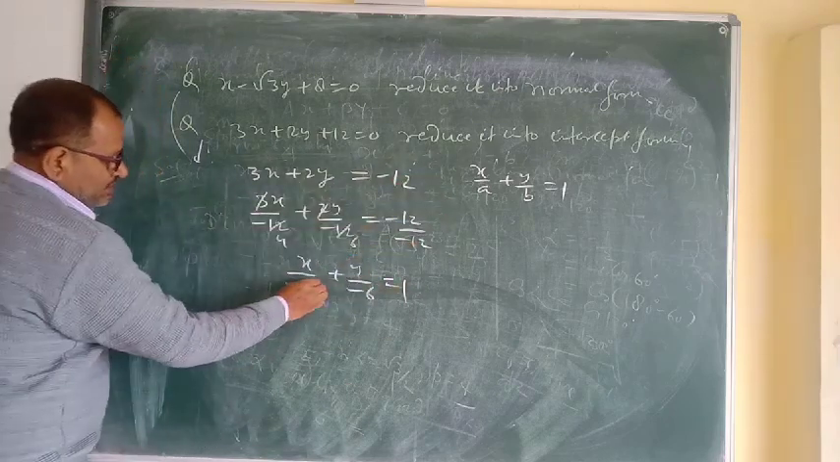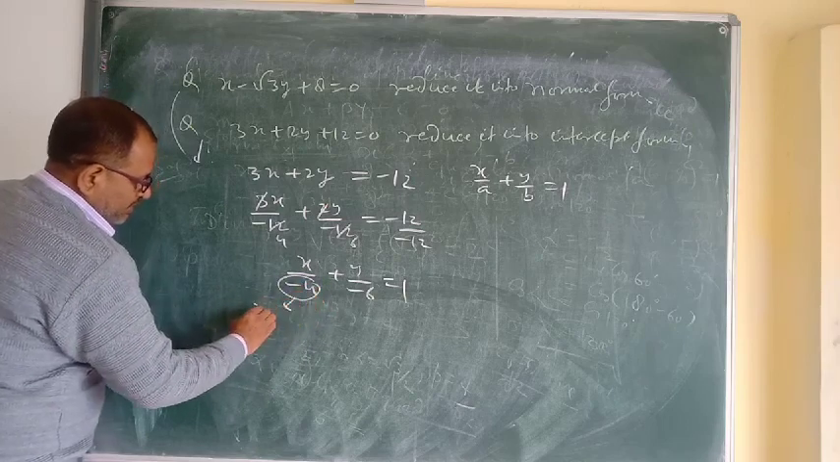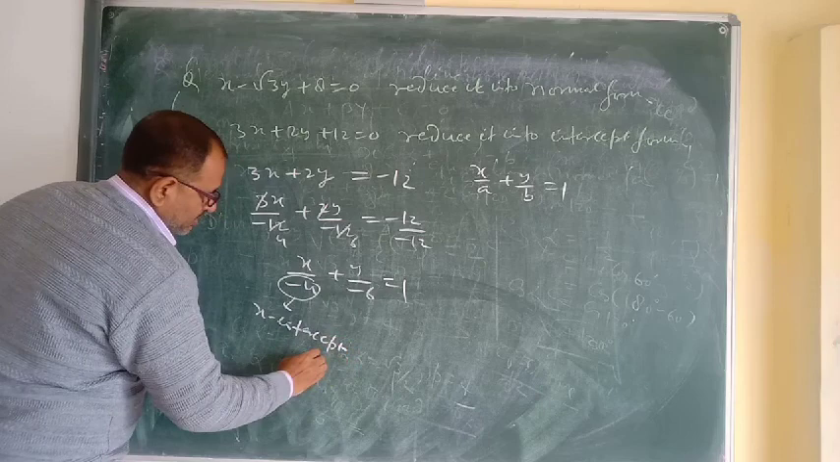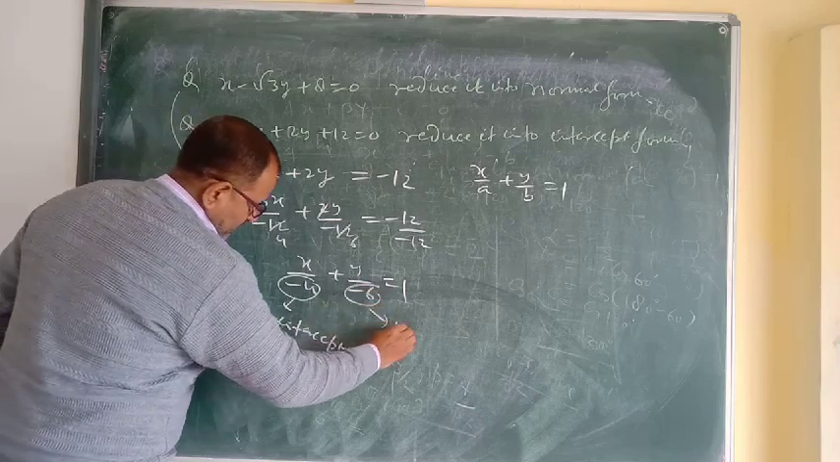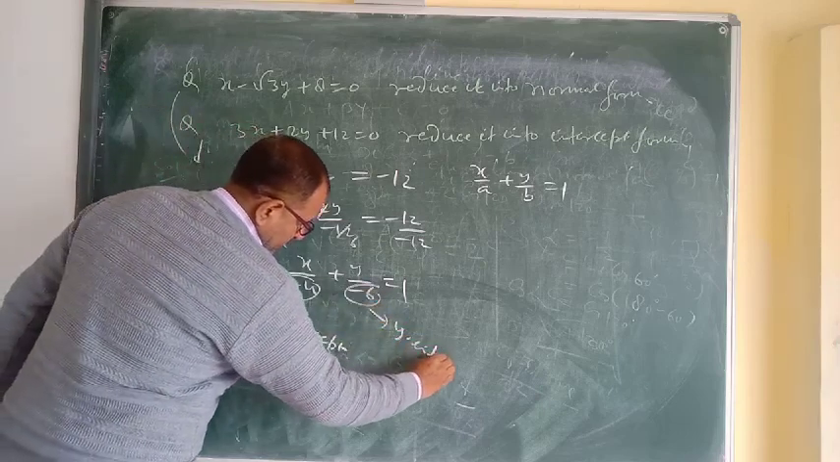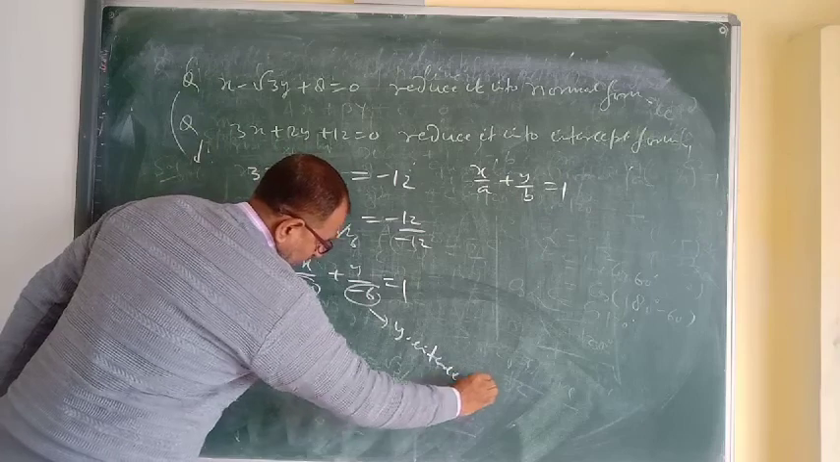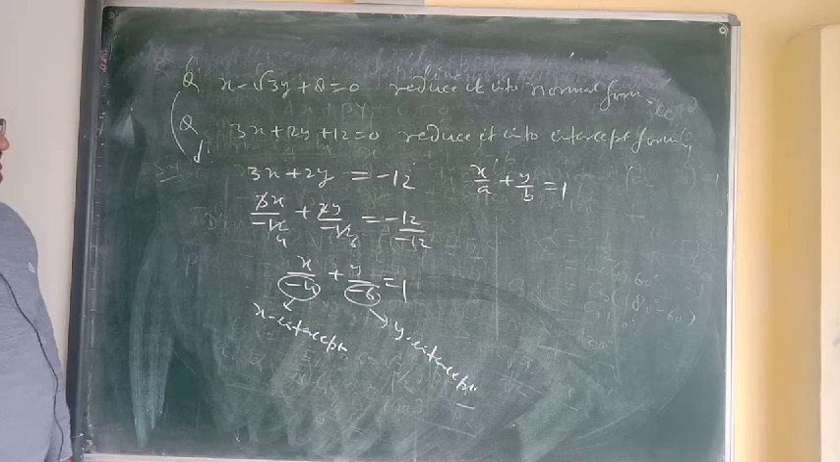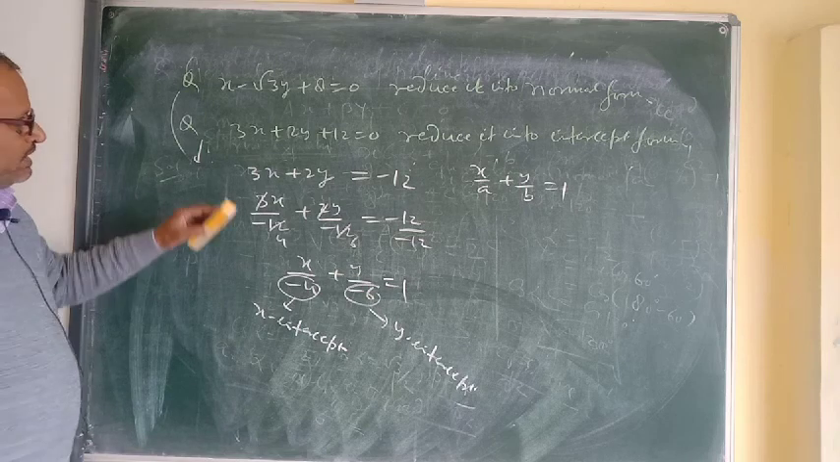What is the x intercept here? Minus 4, the x intercept. And this one, the y intercept. So in this way we can reduce a general equation of the line into the various forms.